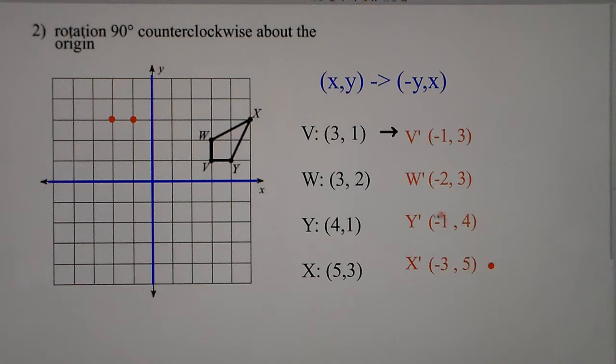Y prime is 1 to the left, 4 up. That is my Y prime. And my X prime is 3 to the left, 5 up. So 3 to the left, 1, 2, 3, 4, 5 up. We then connect them.